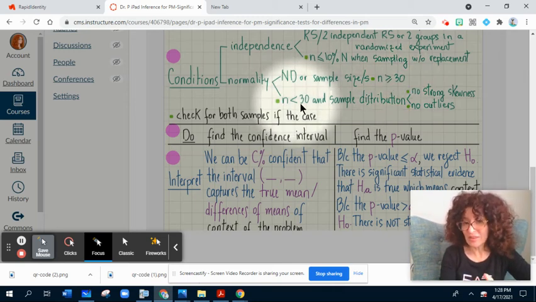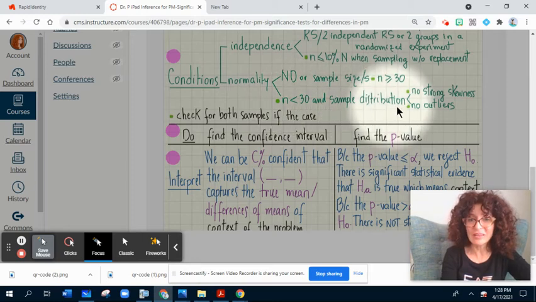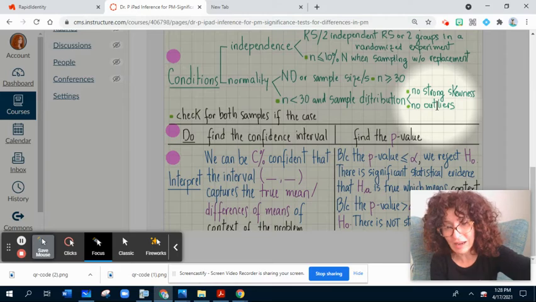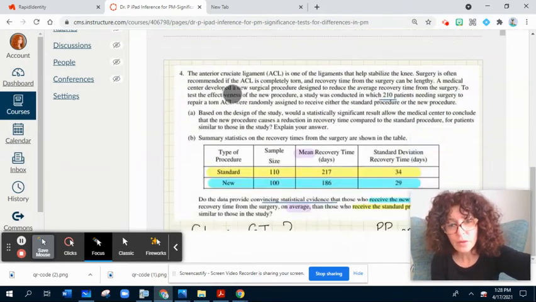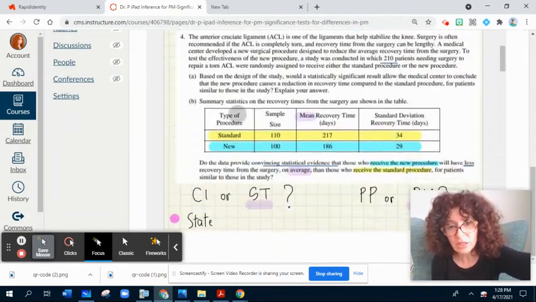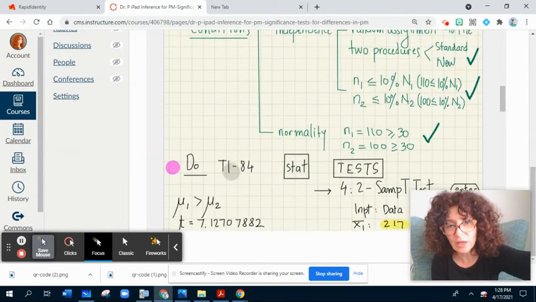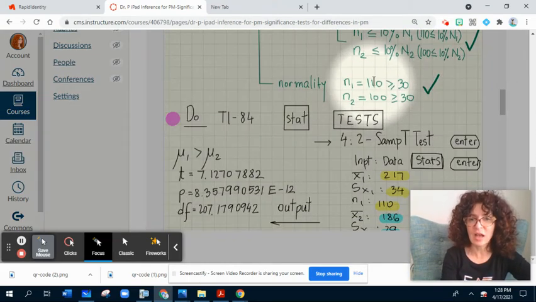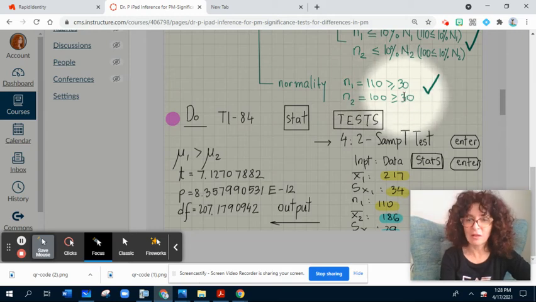The other condition, if the sample size is lesser than 30, then the sample distribution that is given in the problem or that you built in the problem should not have strong skewness or no outliers. So for us, this condition is obviously fulfilled because our sample sizes are both greater than 30.